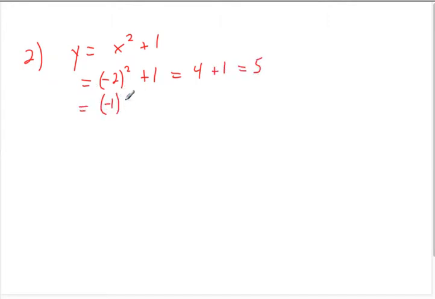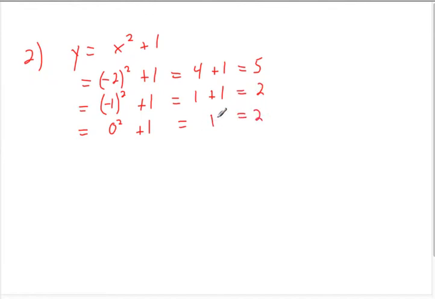Alright, moving on to number 2. We have y equals x squared plus 1. In this case, all negative values, when you square them, two negatives make a positive, so we have 4 plus 1, which is 5. And then when you plug in -1, you get -1 times -1, which is 1. So now we have 2. And when you plug in 0, you get 0.